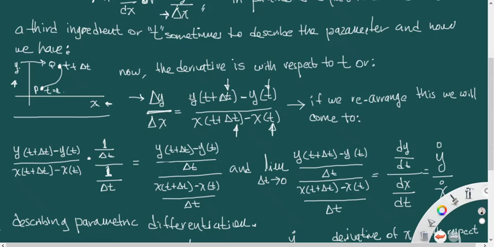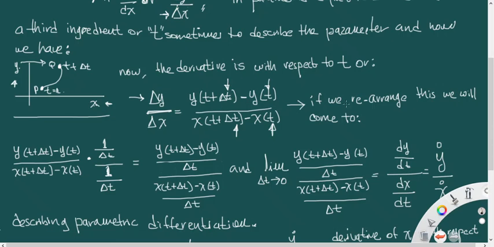So we need to calculate the rate of change of y with respect to any change of t, and divide that by the change of x with respect to any value or delta of t. Okay, that is the basic explanation for this.